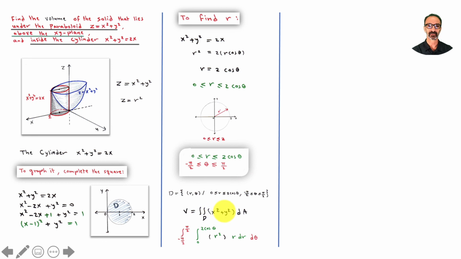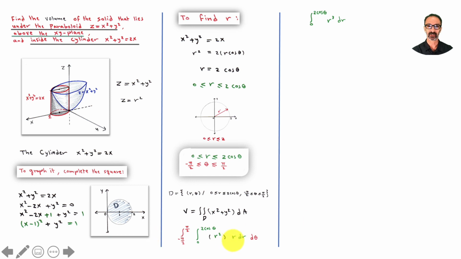This is my upper, so I have z2 minus z1, dA. Don't forget dA is r dr d theta, and this gets replaced with r squared right there. That's my limits for r. That's my limits for theta. I know it's kind of small, but everything is clear with colors. Now let's finish it.